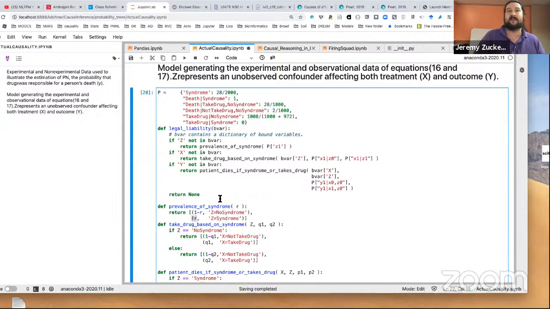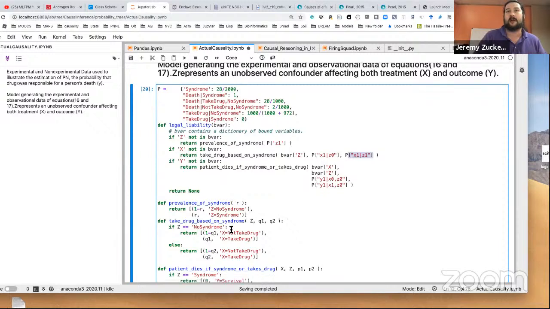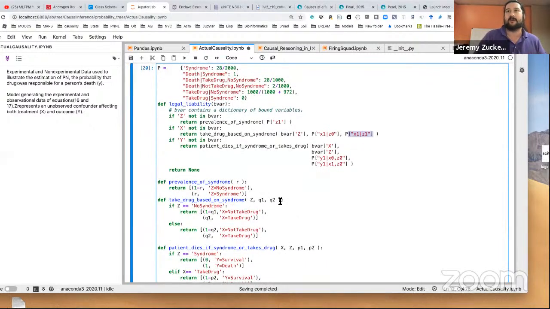That's just the prevalence of the syndrome in the population, and then X is a function of Z. There are these two parameters: the probability of X1 given Z0 and X1 given Z1, and that's what Q1 and Q2 correspond to. So if you don't have this syndrome, your probability of taking the drug is Q1, and if you do have this syndrome, the probability of taking the drug is Q2.